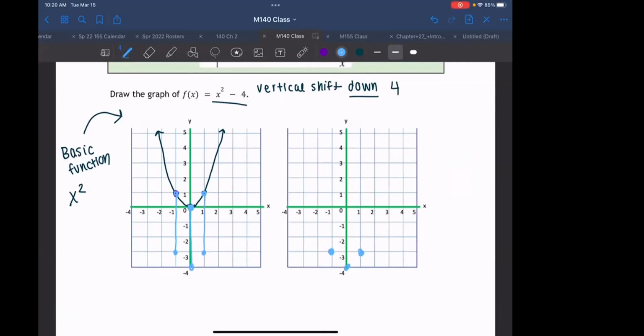Does everyone see what I did? I just took each point and shifted them down. All right, and we know the shape is going to be a parabola because the left graph is a parabola, and we're just going to connect the dots here. Okay. Any questions on the vertical shift? Okay, so we shifted it down because it was negative, right?